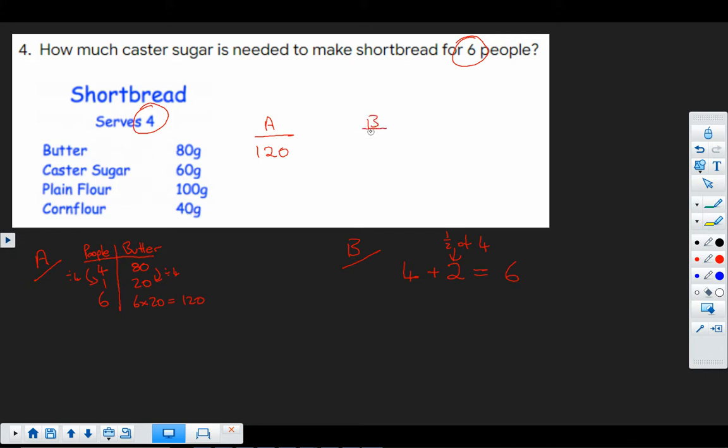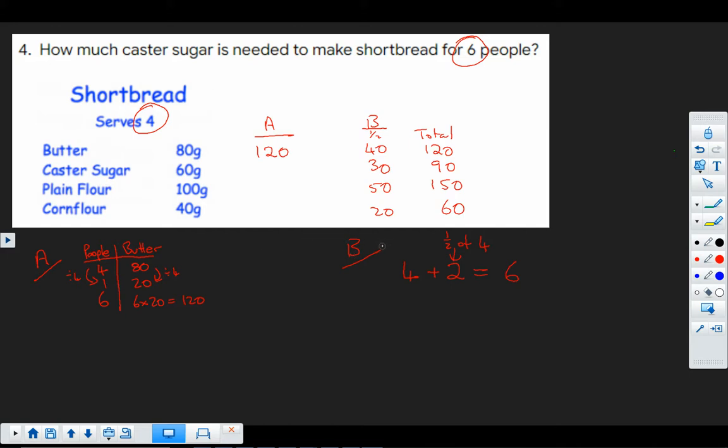So in method B, first thing I'm going to do is calculate half of each of these, which is 40, 30, 50, and 20. So our total 80 and 40, 120, 60 and 30, 90, 100, 150, 40 and 20 is 60. So method A will always work. Method B you may or may not see.